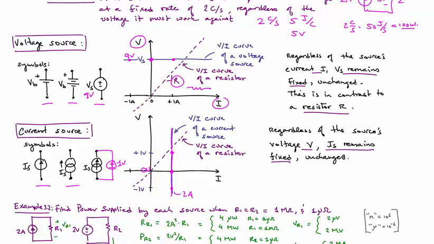Notice the 3 symbols here. We'll usually use this one on the left, circle with an arrow through it, but I just wanted to point out the other 2. You can have 2 off-centric circles. That is another symbol for a current source.